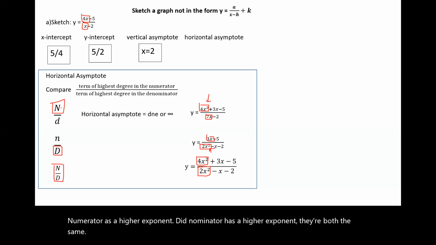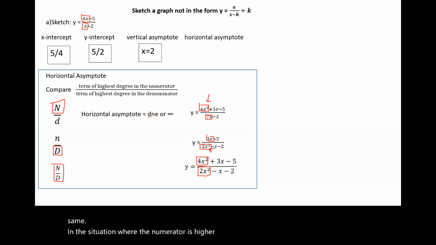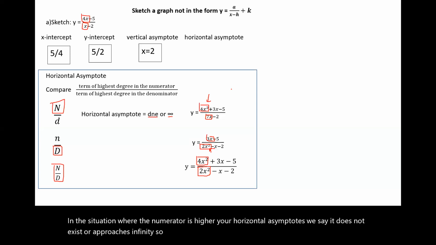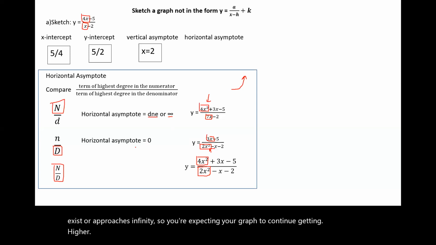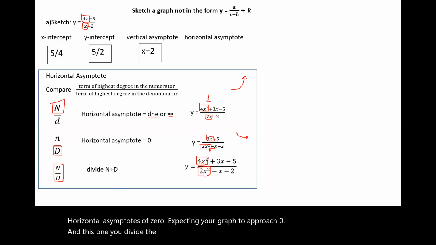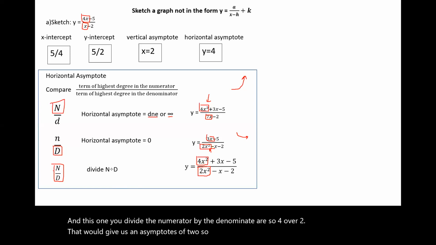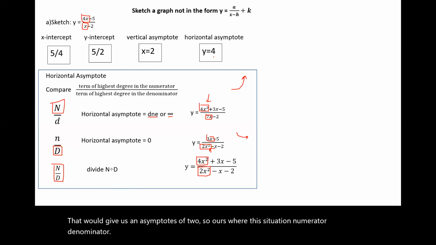In the situation where the numerator is higher, your horizontal asymptote does not exist, or approaches infinity. So you're expecting your graph to continue getting higher. If the denominator is higher, the horizontal asymptote is 0, expecting your graph to approach 0. On this one, you divide the numerator by the denominator. So 4/2 would give us an asymptote of 2. So ours is in this situation. Numerator, denominator, exact same power, divide them, and you get an asymptote of 4.